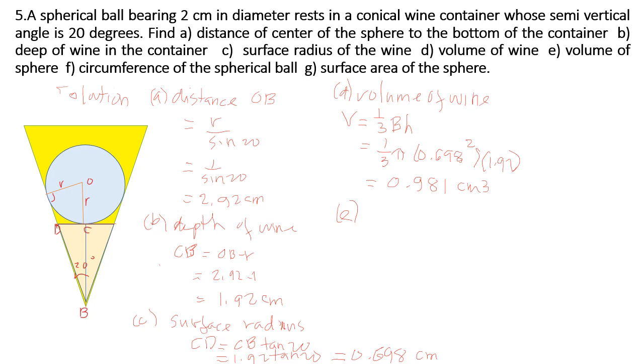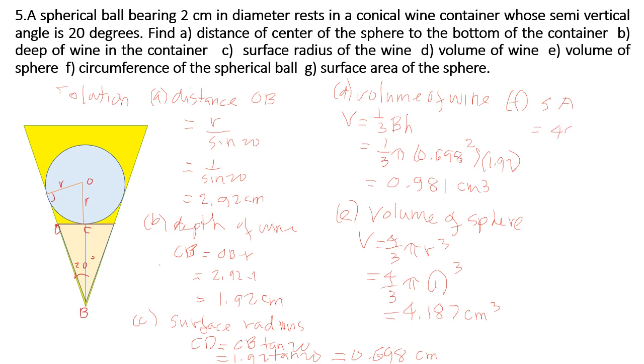So E, volume of sphere. Volume equals 4/3 pi r cube, 4/3 pi 1 cube, equivalent to 4.187 cm cube. For letter F, surface area. Surface area equivalent to 4 pi r square equals 4 pi, your r is 1 square, equivalent to 12.56 centimeter squared.